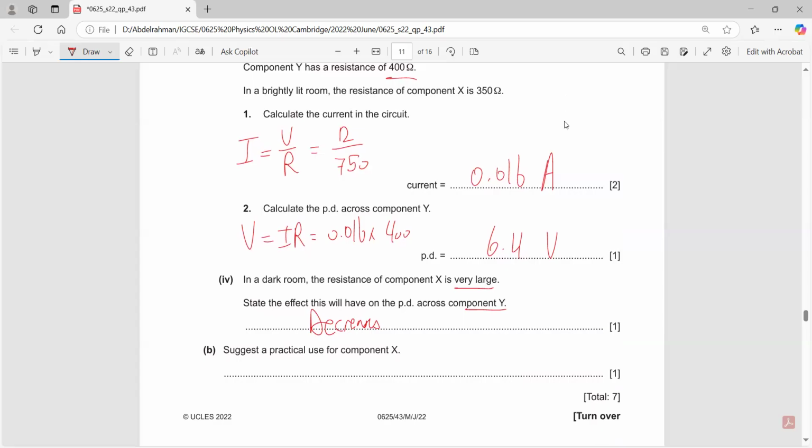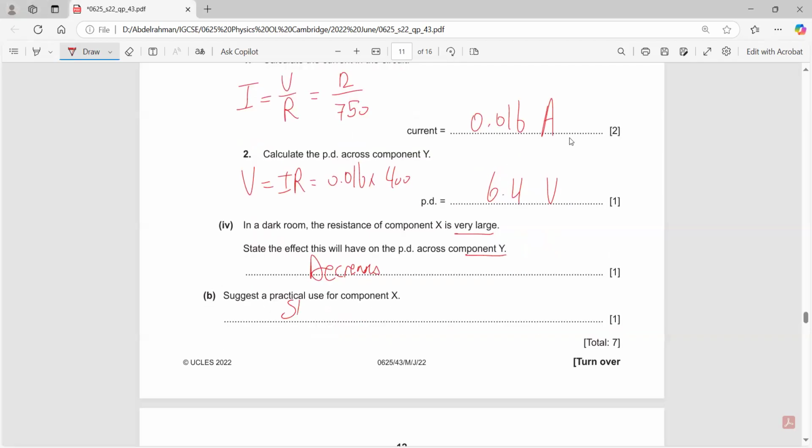So just state a practical use for component X, the LDR. For example, we can say street lights. A lot of street lights use the LDR component. Street lights. Okay.